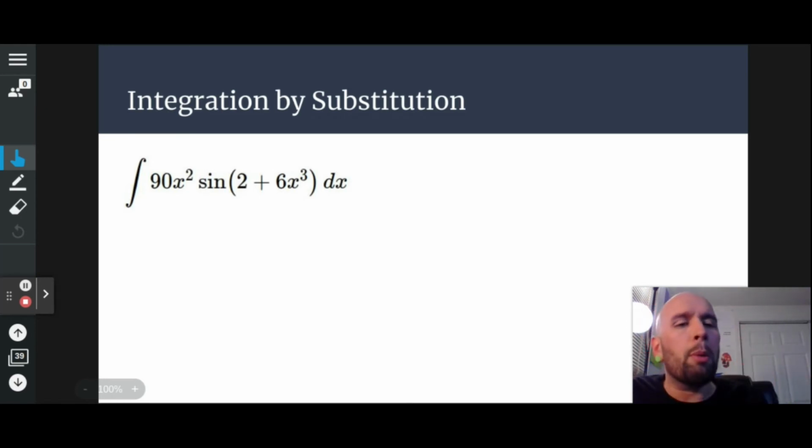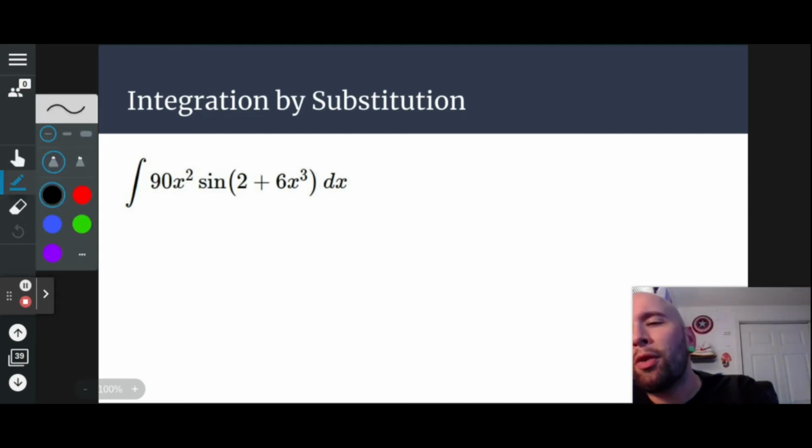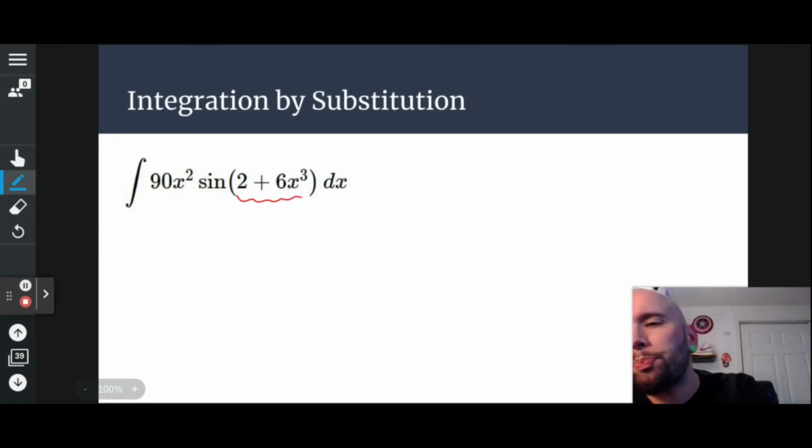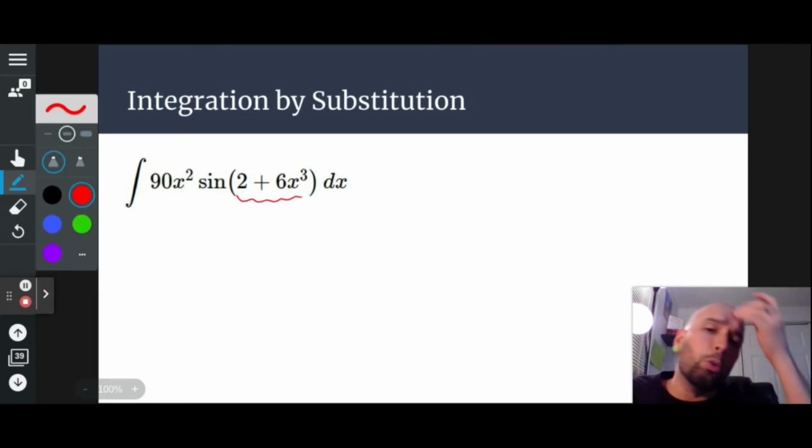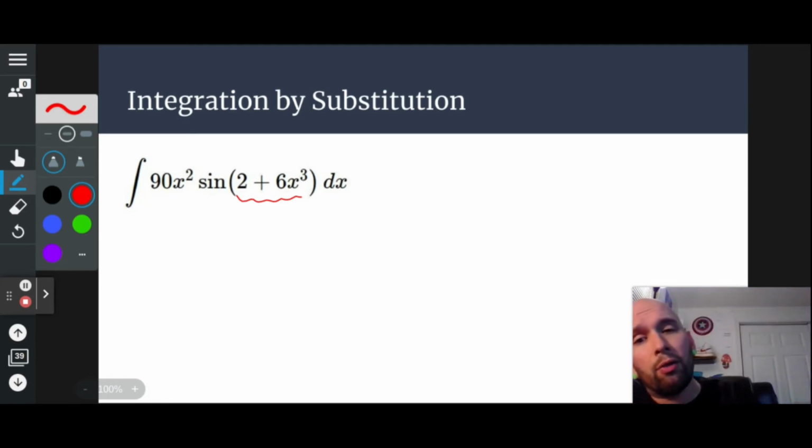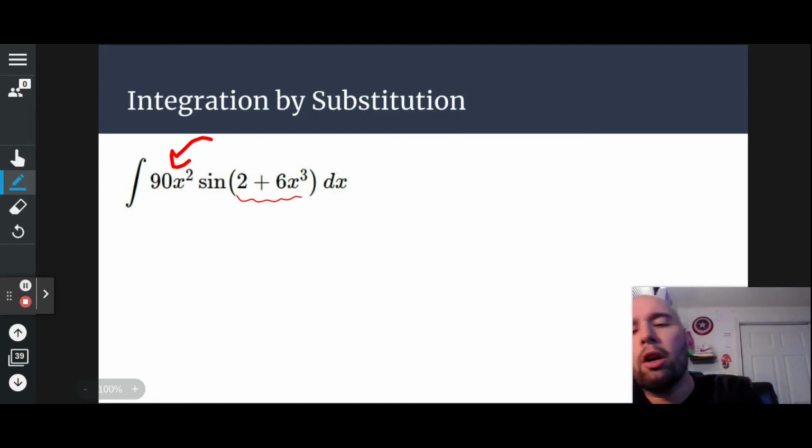Usually, not always, but more often than not, the stuff that would be inside of a function is normally going to be our U when we have chain rule looking things. And this is no different in this problem. I'm going to let this be U because it looks like its derivative, something x squared, is floating around here. So let U equal 2 plus 6x to the third.